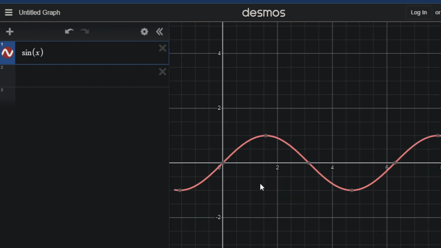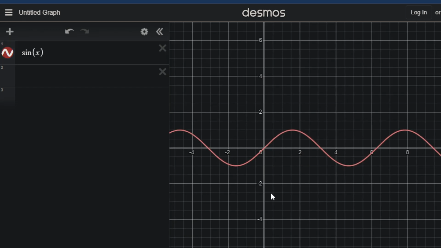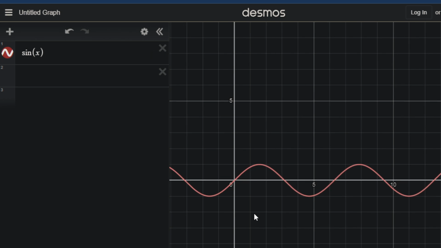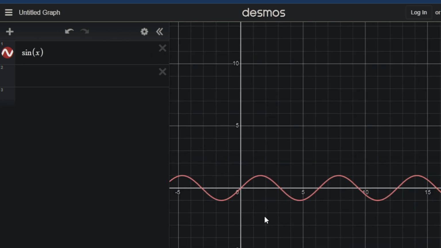So it is a wave. In physics or whatever subject, whenever you're trying to model anything that is a wave, like sound, light, that kind of stuff, these trig functions are going to be there.